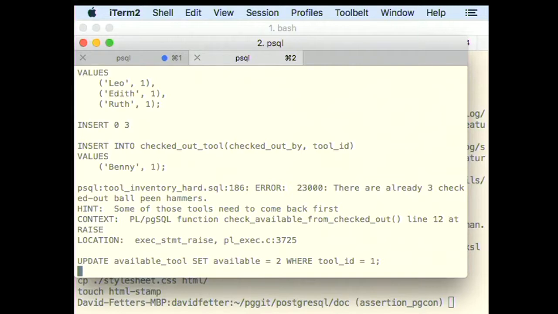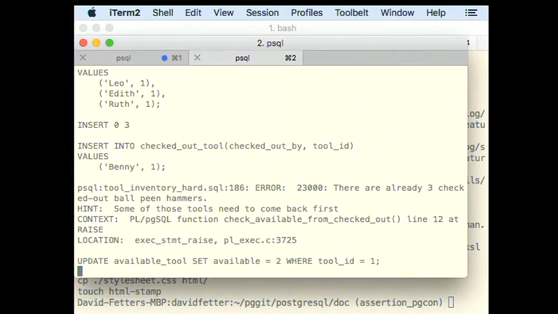I mean, I did write a specific error message and a hint, and like all that stuff has to be done every single time, and it has to work right every single time. So it is functionally correct, but it's kind of ugly.